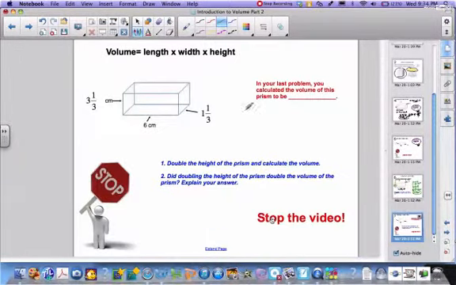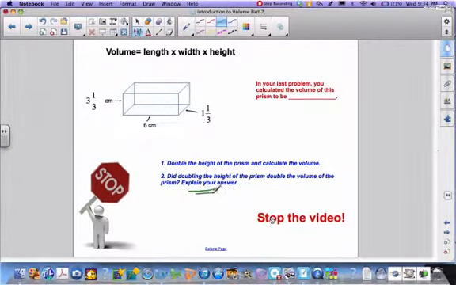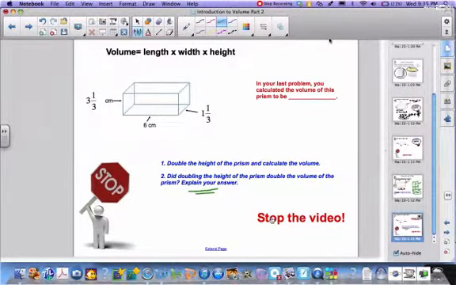So here's your rectangular prism. Go back and look at your work, see what your volume was. You're going to double the height of the prism, calculate the volume, and see if that doubled the volume. Does it always work, or does it depend on the dimensions? Work carefully, check your work, make sure you explain your answer, and stop the video when you're done. Be sure to bring your work to class.